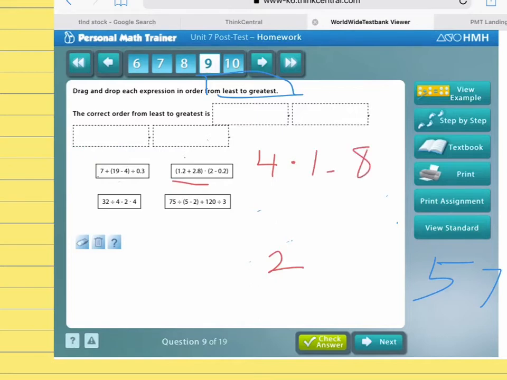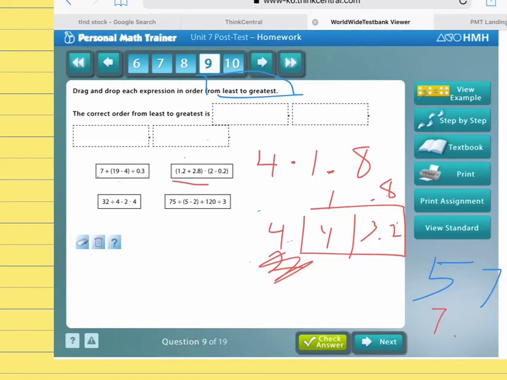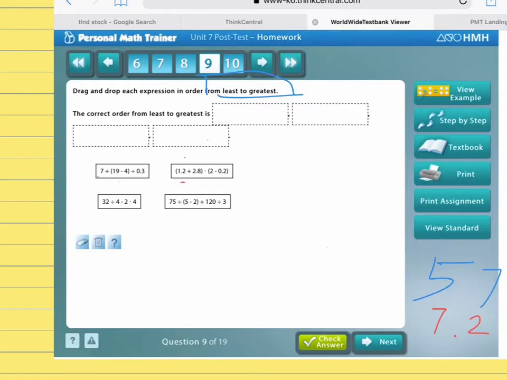So we're going to multiply 4 by 1.8. And I can do that mentally by using the place value section model. I say 4 over here, 1 over here, 0.8 here. This is 3.2. This is 4, so it's going to be 7.2. So I'm going to put that answer to the expression over there and erase my work.